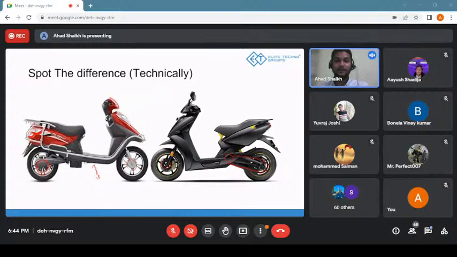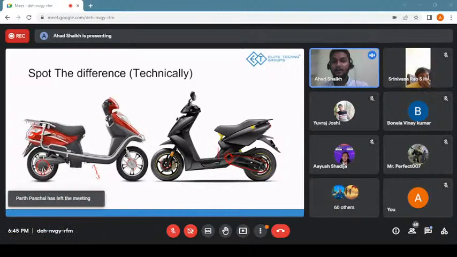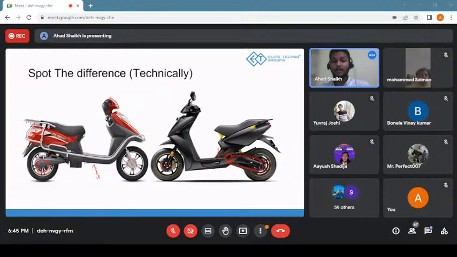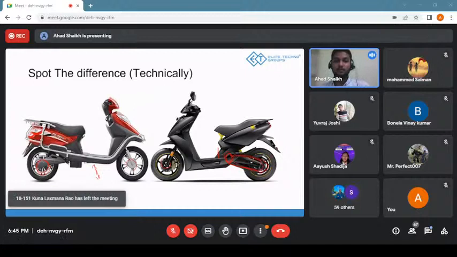Now, as you have already noticed, there is a hub motor available here, and there is what we call a mid-drive motor. Mid-drive means it's located at the middle of the vehicle, and the vehicle is run with the help of a chain or belt-driven mechanism. These are the two things we will basically be talking about in today's session. So let's get started with the hub motor. Okay.